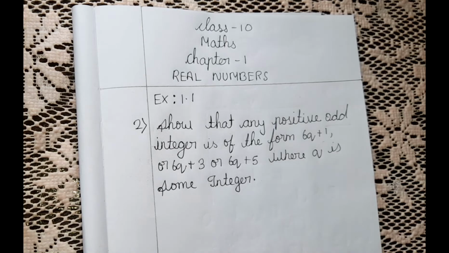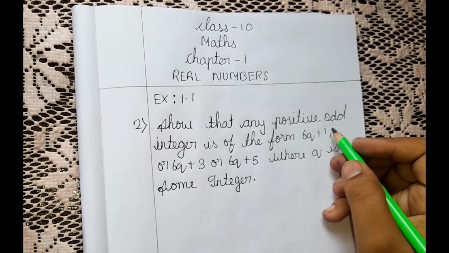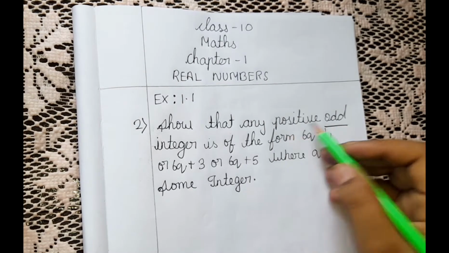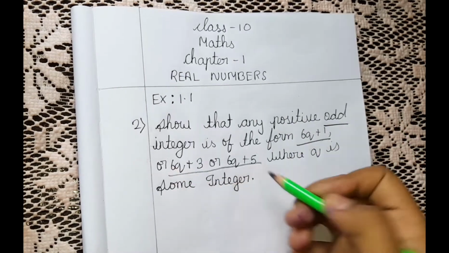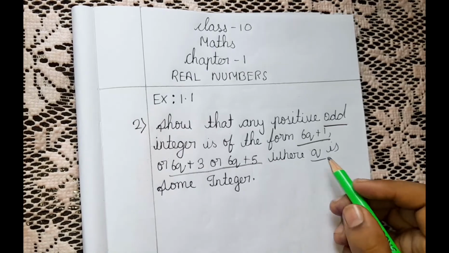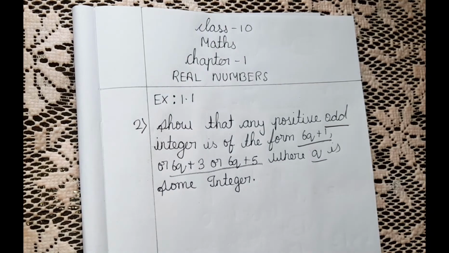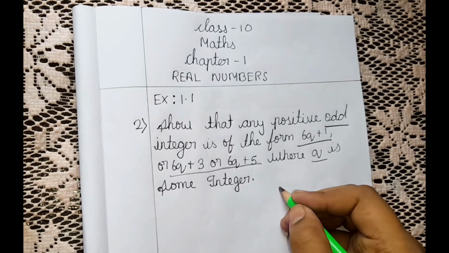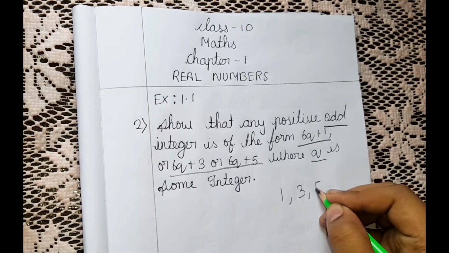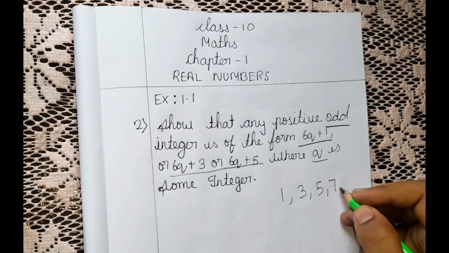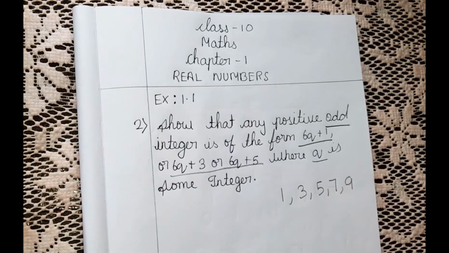First of all, do you guys know what odd numbers are? In this, the odd integer is the main thing, and we should take it in the form 6q plus 1 and so on, where q is some integer. So we should focus on these points. First of all, let's see what odd numbers are. The odd numbers are 1, 3, 5, 7, 9, etc.